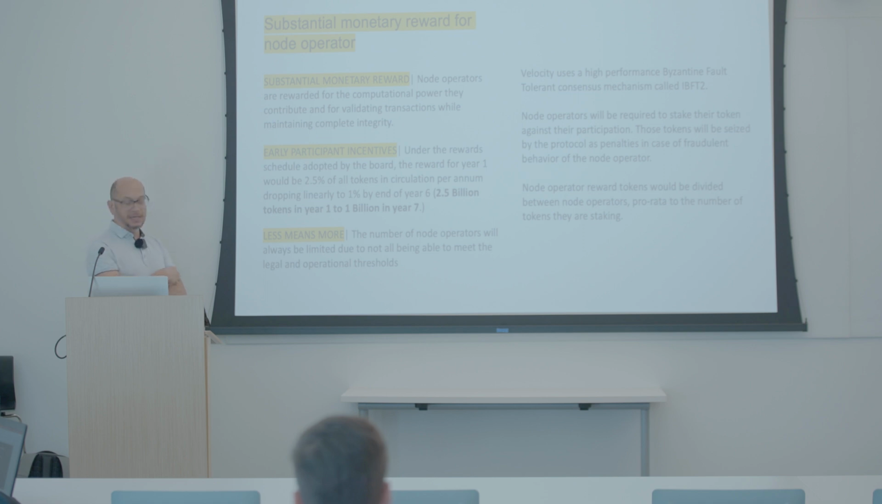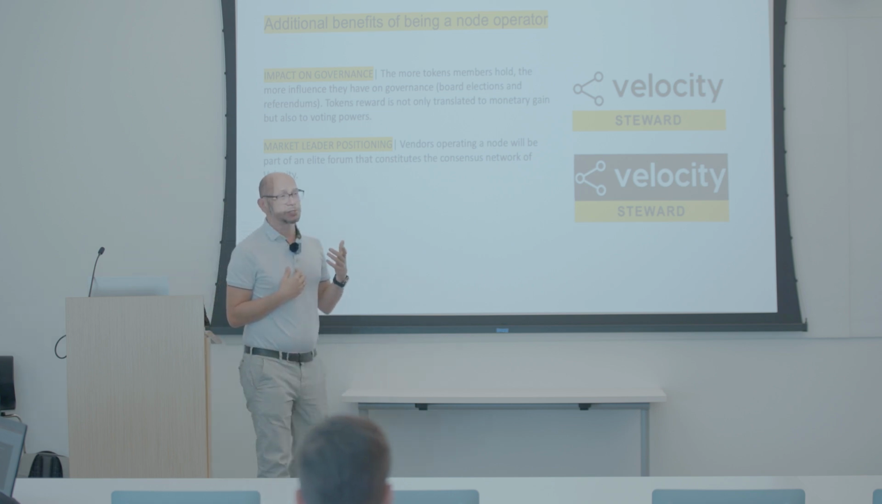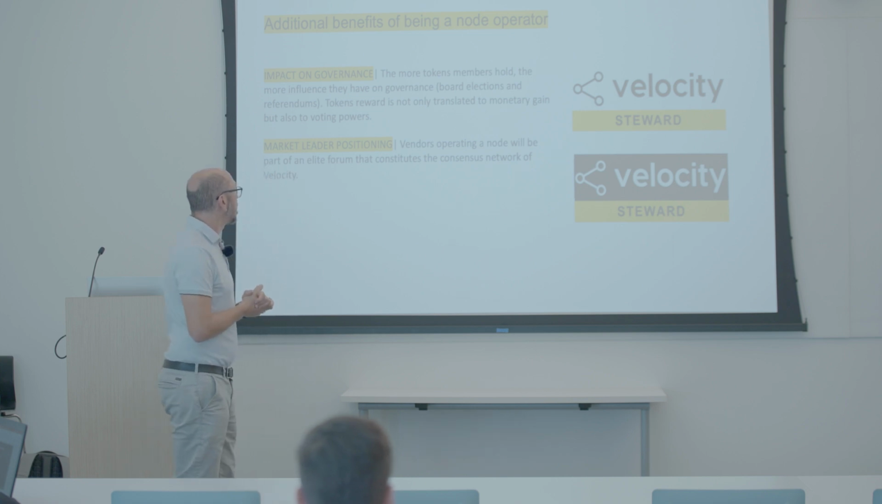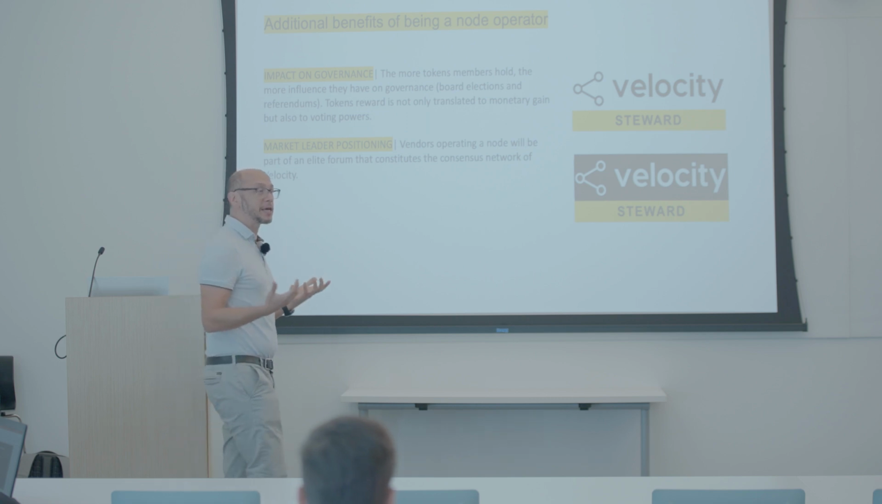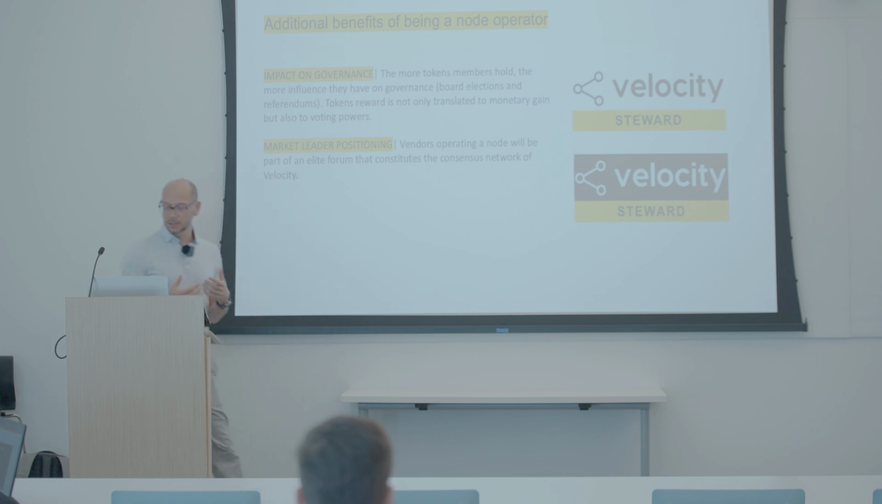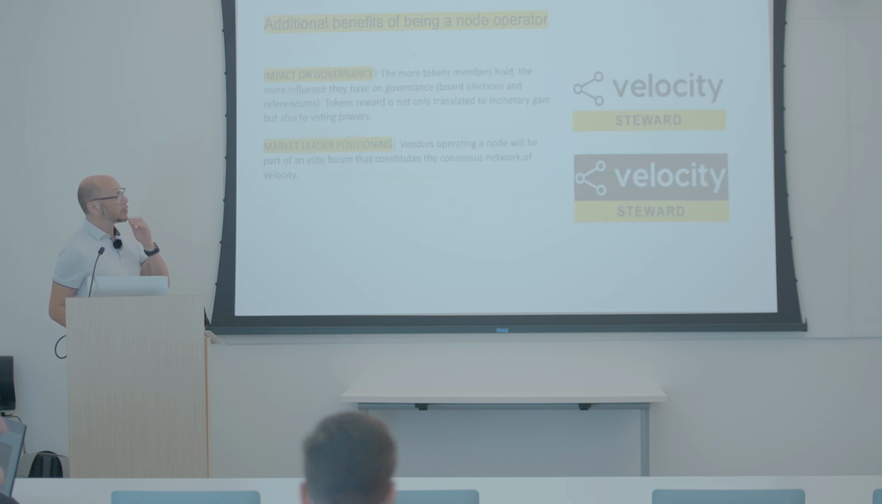I'll just go on to the next slide. There is status also associated with that, right? So you become a Velocity Steward, as it's called, and you can position yourselves as contributing to the Internet of Careers, the largest SSI blockchain network that there is. Say that again, please. Which bit? What's the largest SSI network? Ours, Velocity Network.